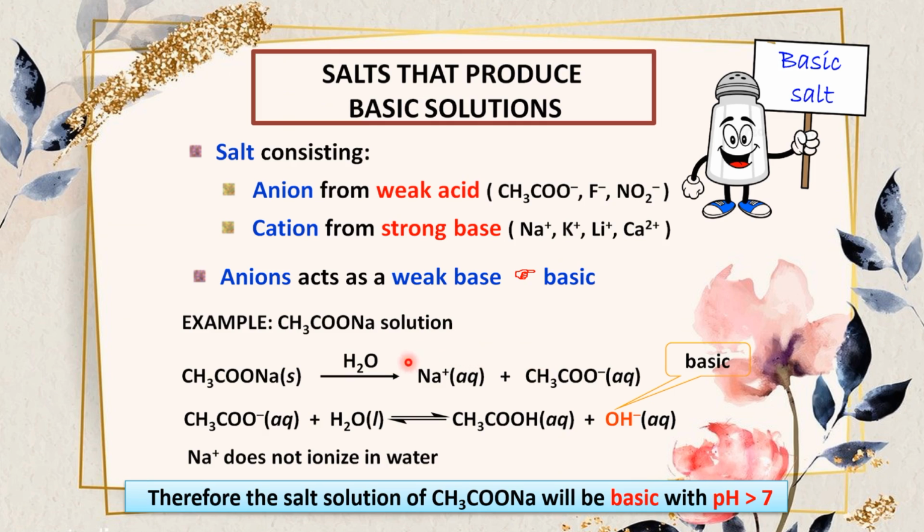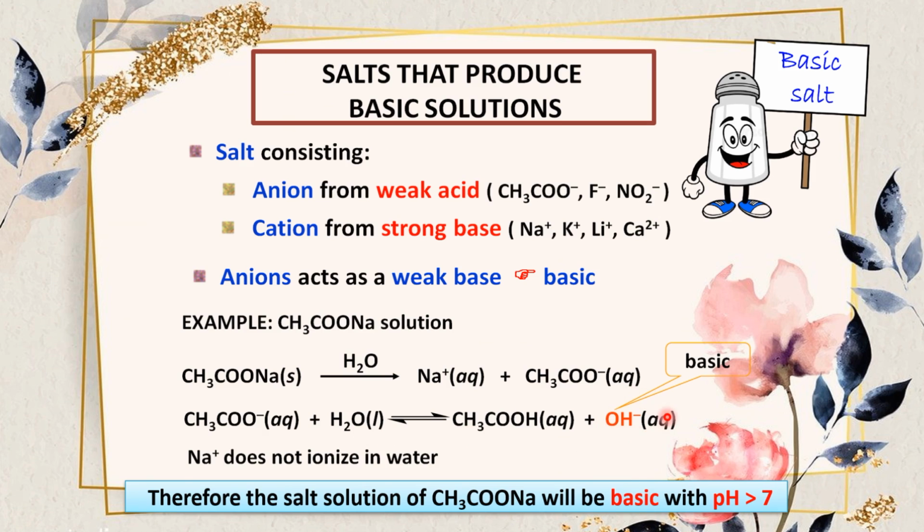Okay, so sodium ion cannot ionize in water because it came from strong base, that is sodium hydroxide. Whereas the ethanoate ion came from the weak acid, that is ethanoic acid, so it can ionize in water. So in this reaction, ethanoate ion will react as a base since it can accept a proton from water, and it will form ethanoic acid and hydroxide ion.